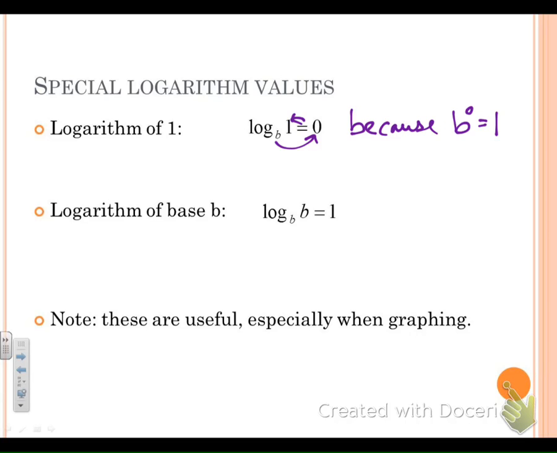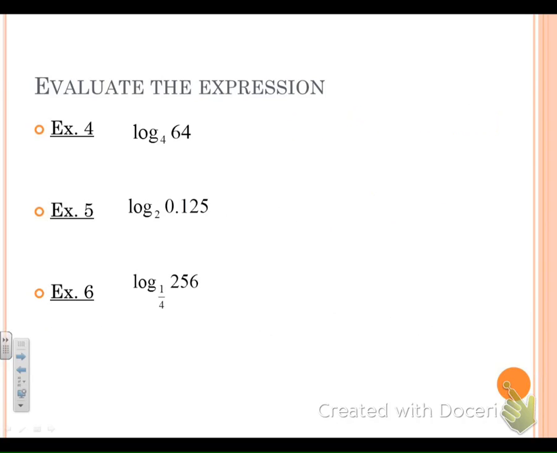And then let's look at the next one. Well, if we wrote this in the other form, base b to the first power is b. So if you had like 5 to the first power, it's going to be equal to 5. This will be quite useful when we graph, like our nice numbers that I talk about plugging in. These properties will help us when we graph. So let's see some examples.